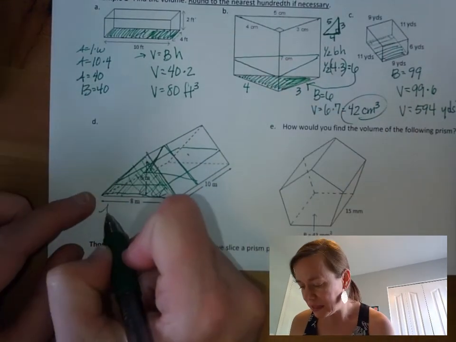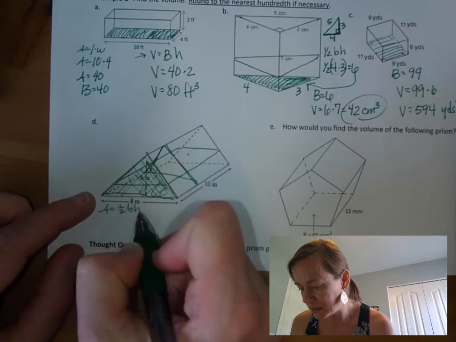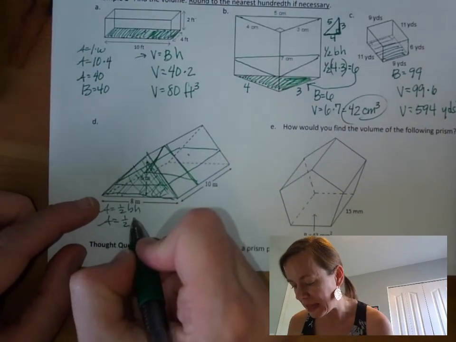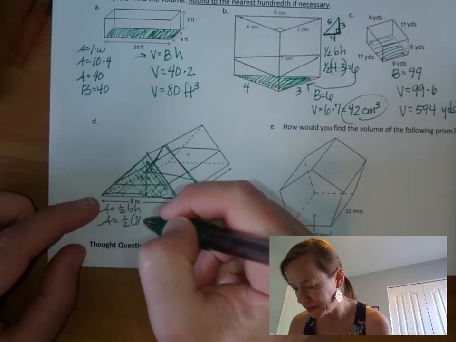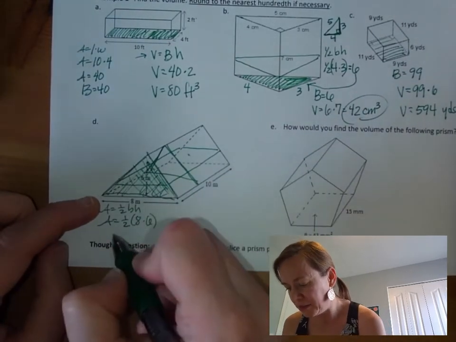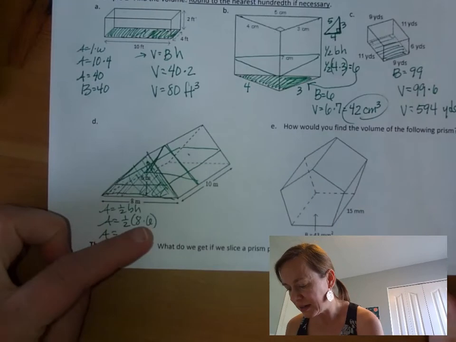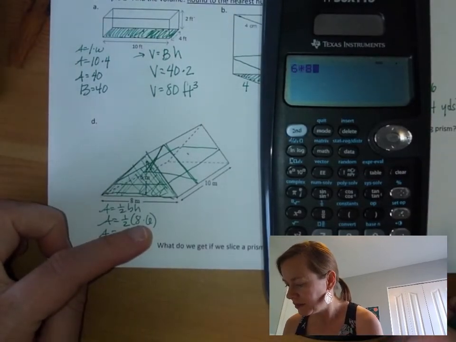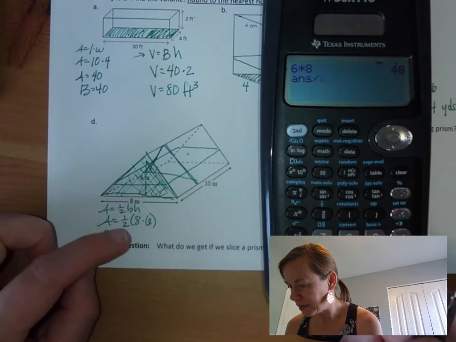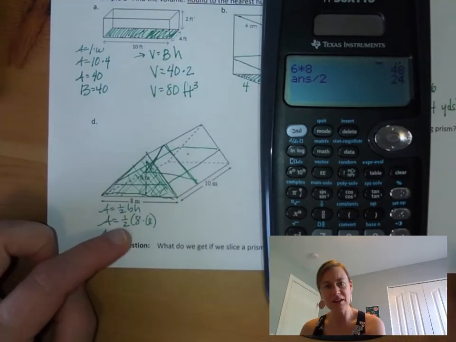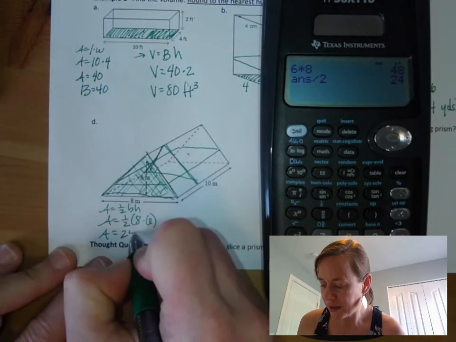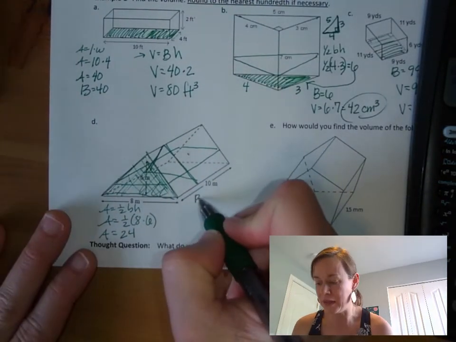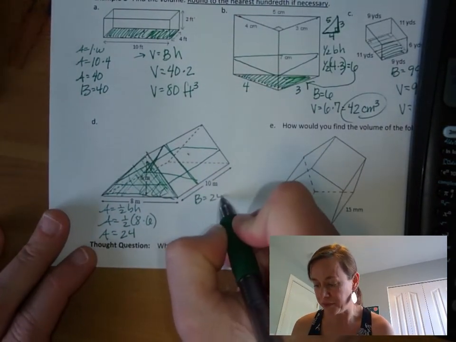So let's see, area of a triangle is 1/2 base times height, so area here is going to be 1/2 of the base, which is 8, times 6, which is the height. So you do the math on that, and you're going to get, let's see, 6 times 8 is 48. We'll just go ahead and use the calculator on that. 6 times 8, 48. You're going to divide it by 2 because you're taking half of it, and you're going to get 24. So the area of that triangle is 24. In other words, the capital B, the base, is 24.